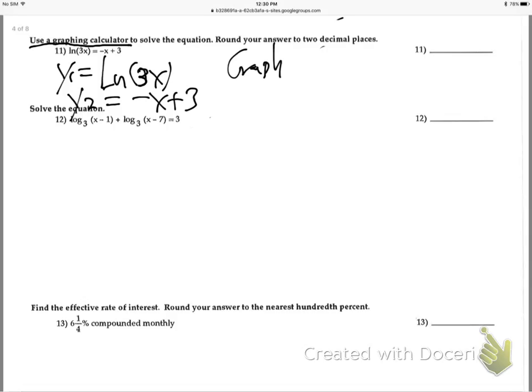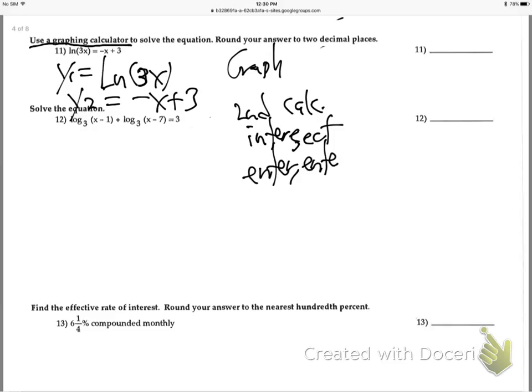Graph it on your calculator, and then after you have the graph, what do you hit? You hit second, calc on the TI anyway, then go down to intersect, and just hit enter. This should be free points for you. Does that make sense? When it says use the graphing calculator, it means it's too hard to do by hand. Just let y1 be the left side, y2 be the right side.